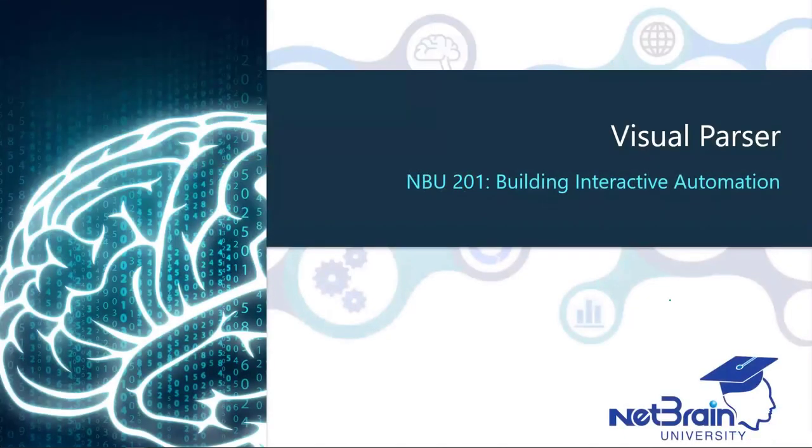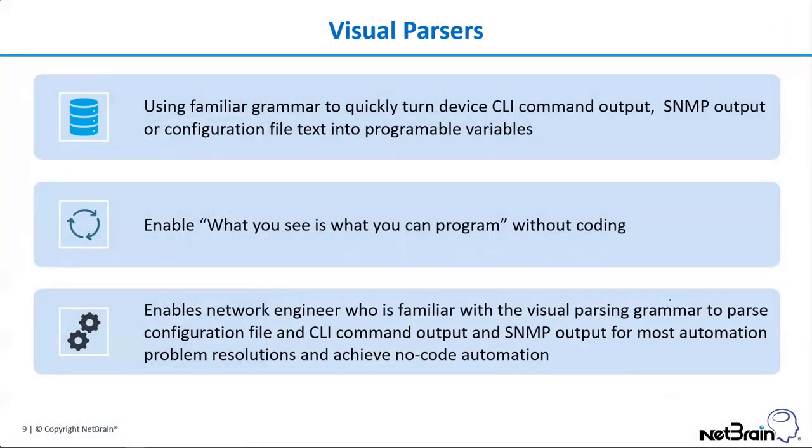So first of all, parser files. A parser file is the foundation of all of our interactive automation. All automation that we build in NetBrain, whether it's a network intent, a data view template, or a QApp, all of them are built on parser files.